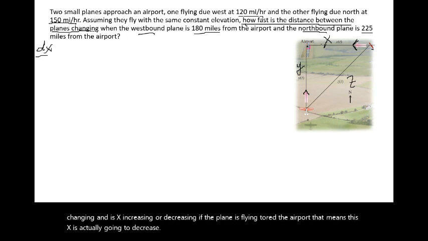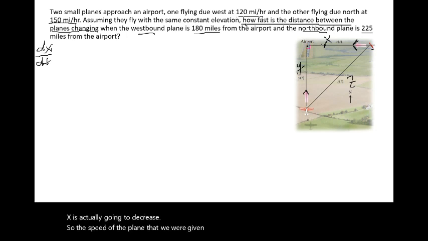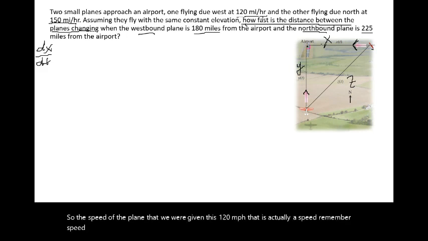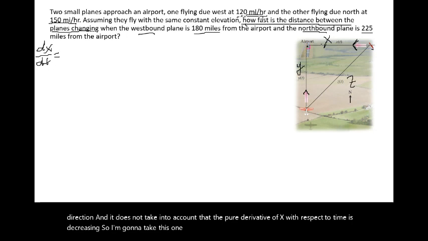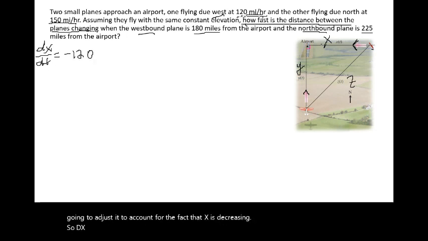So the speed of the plane that we were given, this 120 miles per hour, that is actually a speed. Remember, speed is always positive because speed is just how fast. Speed does not take into account direction, and it does not take into account that the pure derivative of X with respect to time is decreasing. So I'm going to take this 120 miles per hour, which is the speed of the westbound plane, and I am going to adjust it to account for the fact that X is decreasing. So dx/dt is actually going to be negative 120 because the X distance is decreasing.